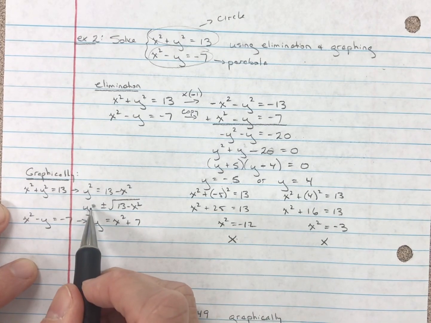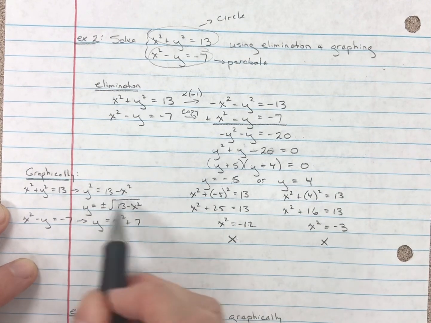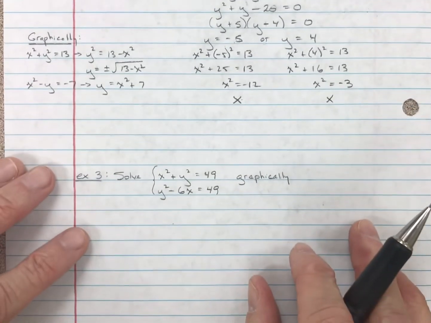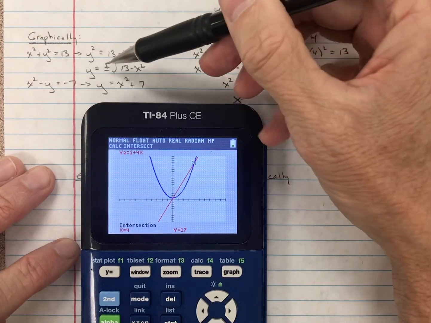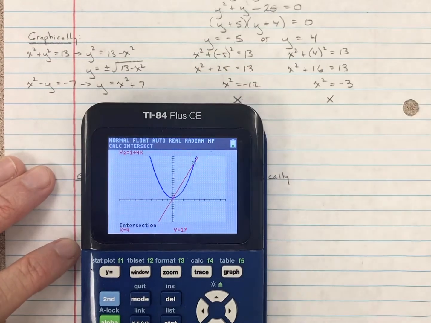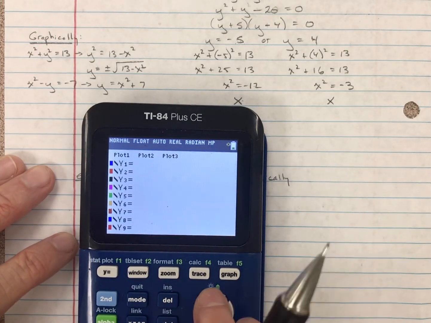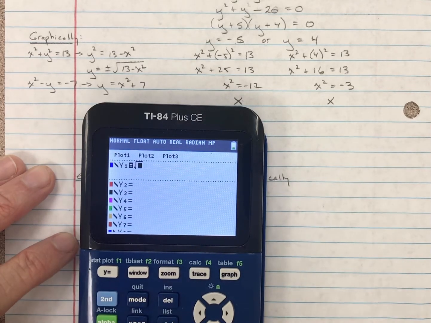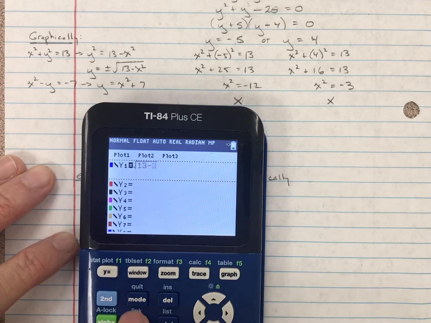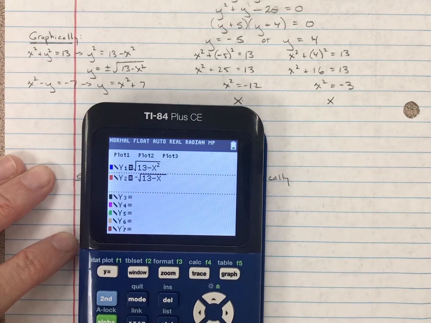So here I have my two y equations. I'm going to solve it graphically. And what I found over here is they don't intersect anywhere. Let's see if graphically that shows the same thing. I'm going to bring in my calculator. Now remember, I've got to have the plus or minus. I need to write this as two different equations, one positive and one negative, to make that circle. I'll clear these out. So I'm going to have y1 be the positive square root of 13 minus x squared, and y2 be the negative square root of 13 minus x squared.